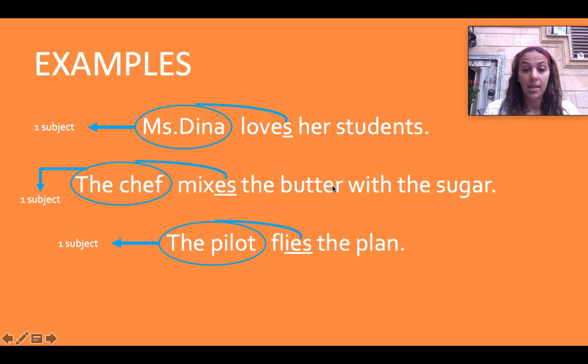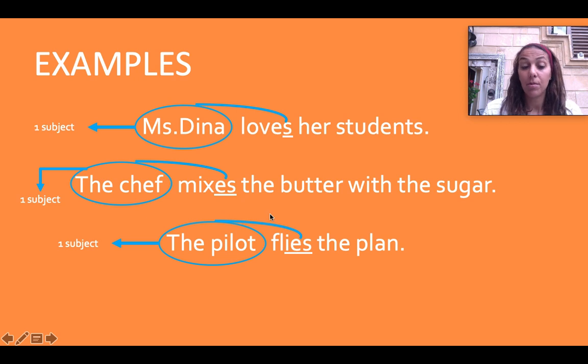The second example says, the chef mixes the butter with sugar. The chef, again, is one subject only, so I have to add something at the end of my verb. And since the verb ends with X, then I definitely need to add ES to the end of the verb.